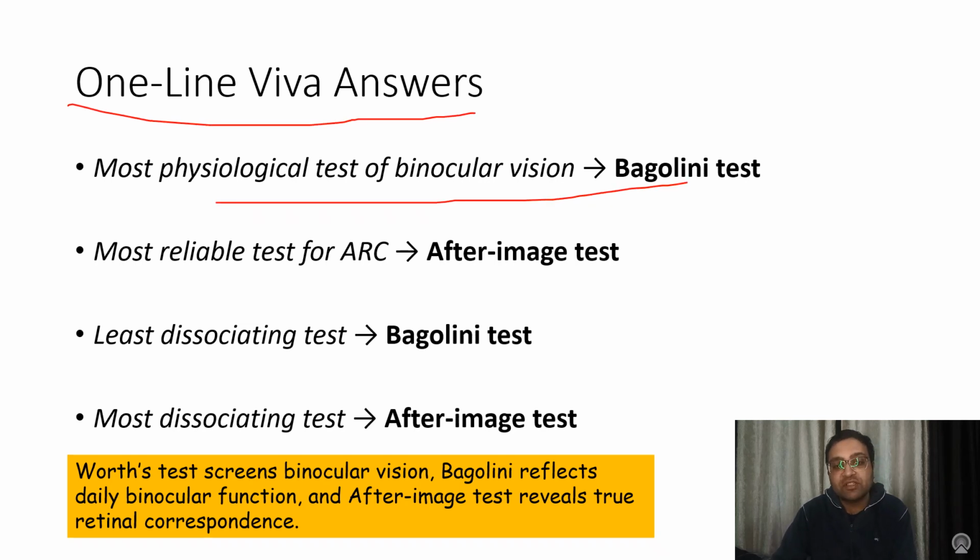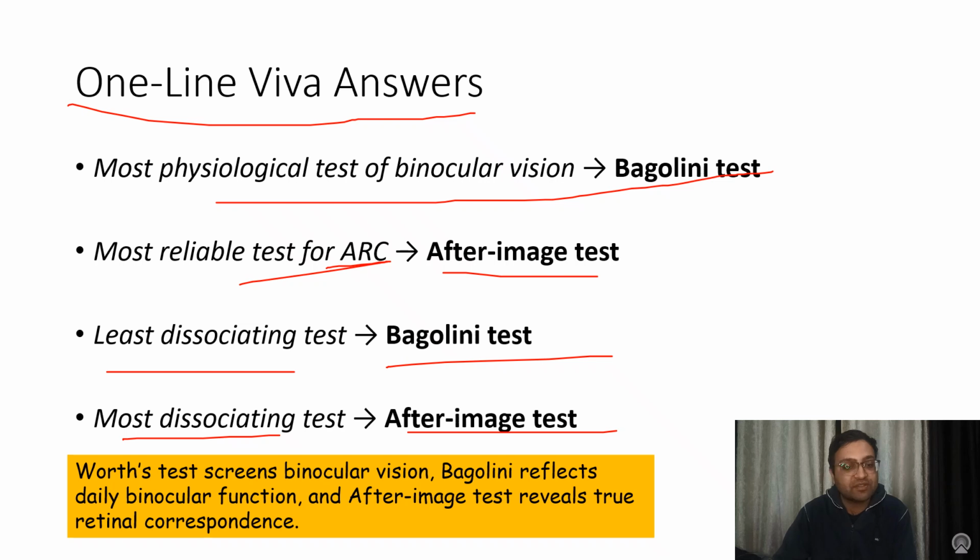Most physiological test for binocular vision is Bagolini test. Most reliable test is after image test. Least dissociating is Bagolini test. Most dissociating is after image test. So now, one word, one line here. What test screens binocular vision? Bagolini reflects daily binocular function, and after image test reveals the true retinal correspondence.